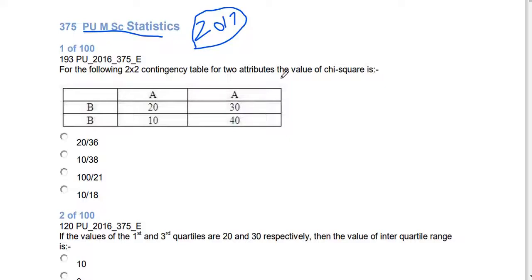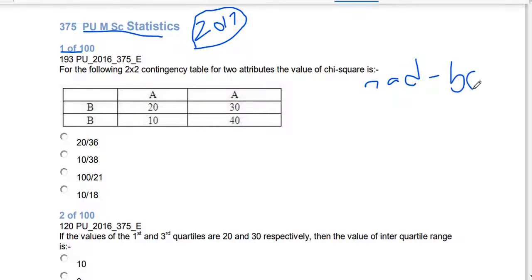We can see my first question. We all know that Pondicherry is conducting an online exam. For the following 2 by 2 contingency table for two attributes, the value of chi-square is? We all know the chi-square formula: N into (AD minus BC) whole square, divided by (a plus b) and the other marginal totals.